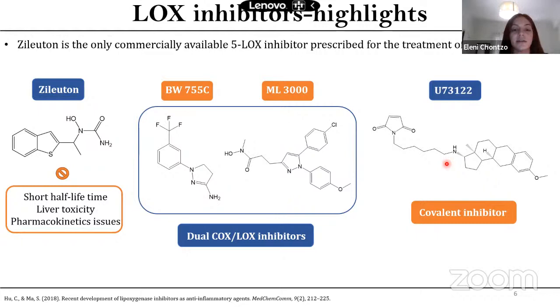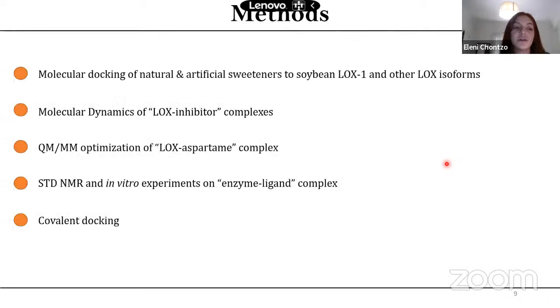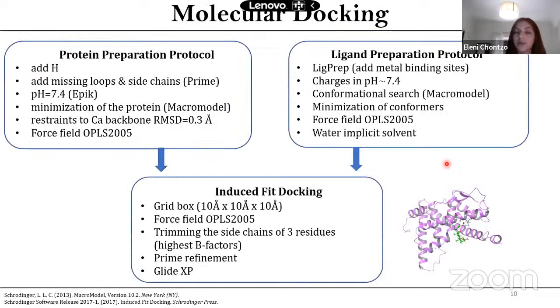The methods that we used in order to accomplish our goal were molecular docking, molecular dynamics, chemical (QM/MM) optimization, and some experimental parts tested in NMR and in vitro biological experiments, and also covalent docking. Firstly, in the molecular docking studies, we retrieved the crystallographic structures from the PDB data bank, and we used Schrödinger suites to prepare the protein for our calculations, adding missing loops and side chains, and also discovering the protonation states of the residues at pH 7.4.